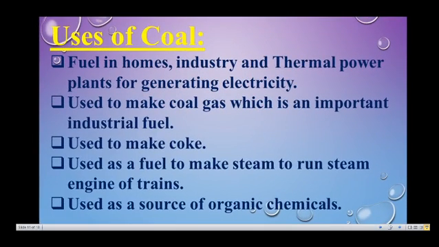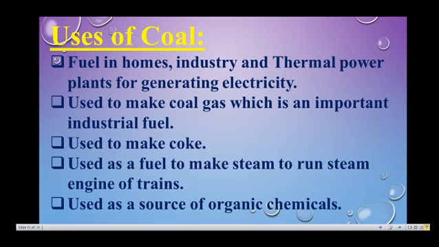And uses of coal. Coal is usually used as a fuel in homes, industries and in thermal power plants for generating electricity. Coal is also used to make different byproducts when it undergoes destructive distillation, like coal gas, coke, coal tar, etc. And it is used to make steam to run steam engines of trains. So coal is used as a fuel to make steam, and that steam runs the engine of the steam engine train.